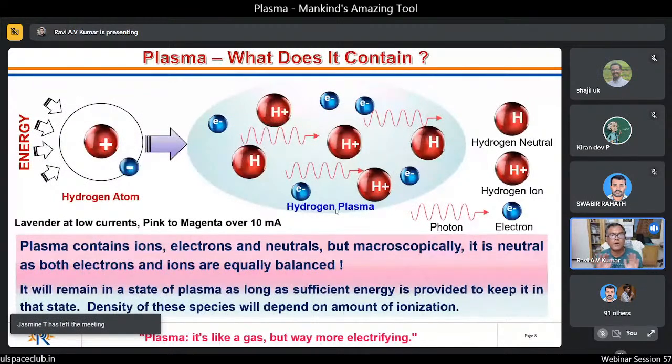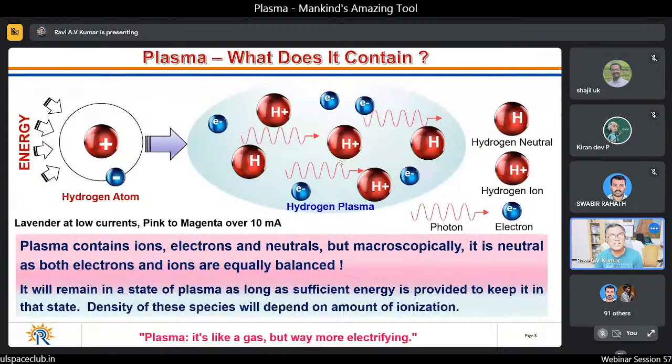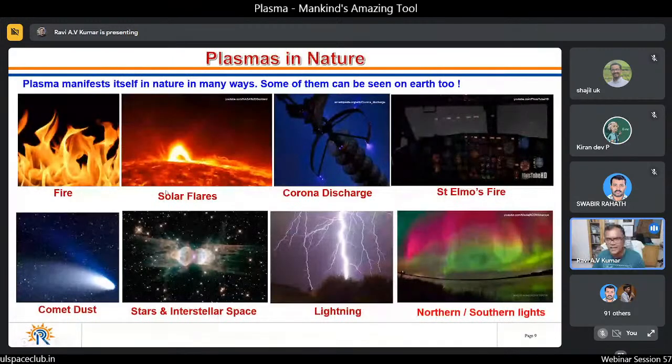It is neutral only from outside. If you go inside the plasma, it is non-neutral, and that has its plus and minus points. The key thing in plasma is that this will remain in state of plasma only as long as you continue providing the energy. If you remove the energy, everything will become the gas from which it became a plasma. So let us look at some natural plasmas first, and then we'll go ahead.